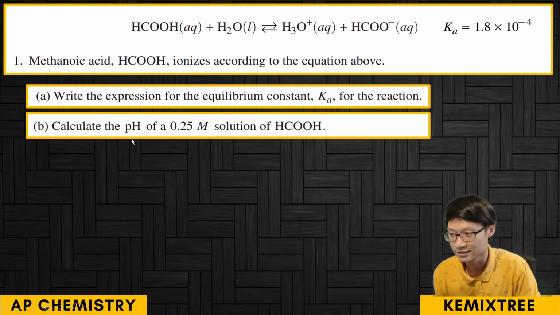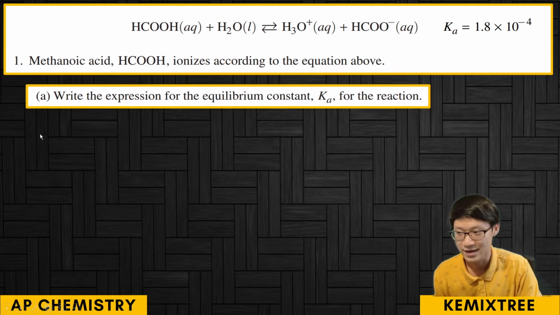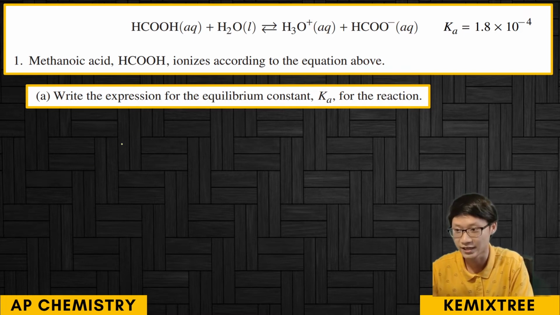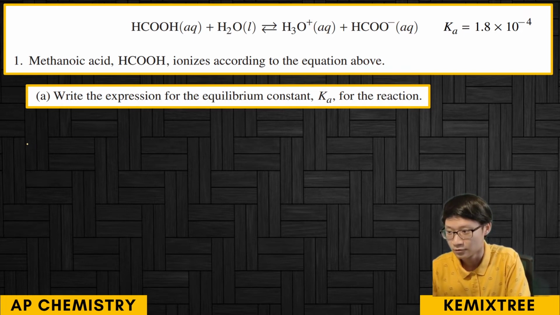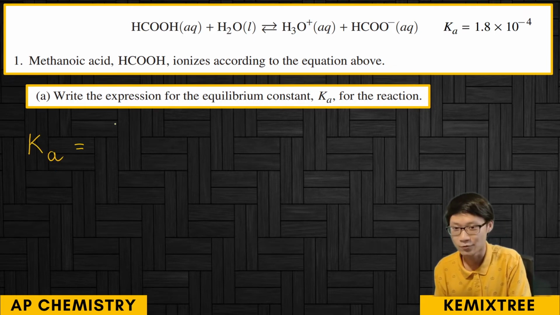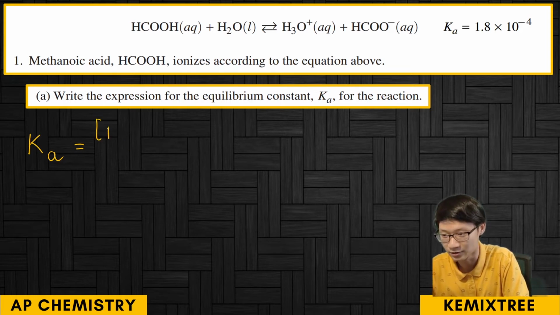We're going to take the first one, which is how to write the expression for the equilibrium constant, Ka. In order to write the expression, we take a division of the product divided by the reactant.